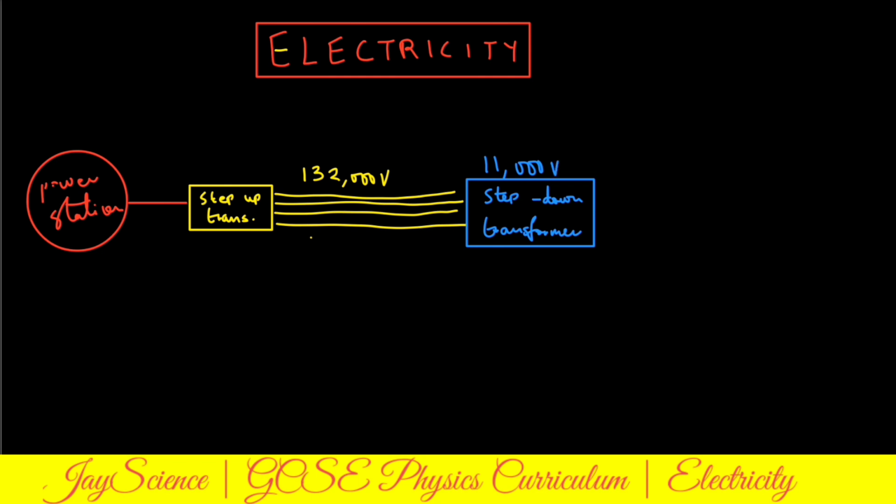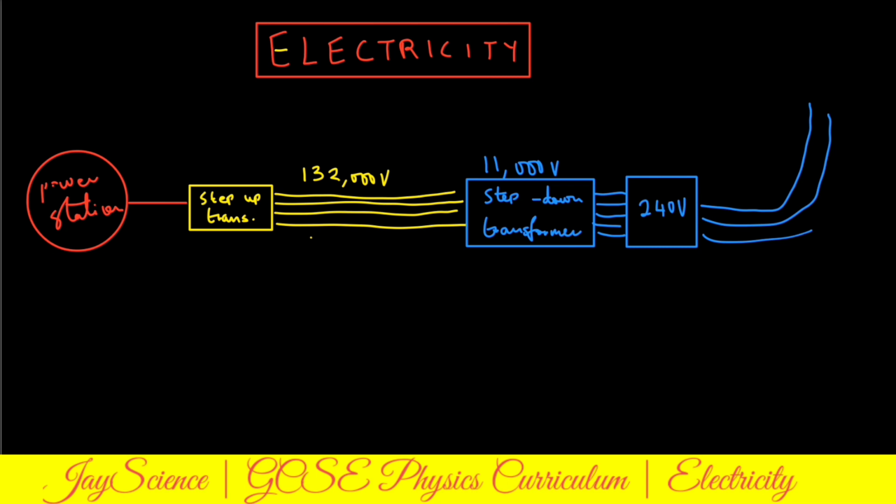It's still high, and there's no way that the consumer can use this amount of potential difference. So we need to still bring this down. So you've got a second step-down transformer, which will now bring this down from 11,000 volts to around 240 volts, which is now passed into individual homes, consumers. So just keep that in mind.